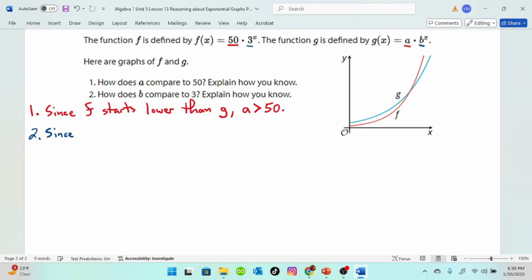So, since f is growing faster than g, b must be less than 3. We're not sure what it is, but we know the growth factor for f has to be larger because f is growing faster. So we know that b must be less than 3 since 3 is the growth factor for f.